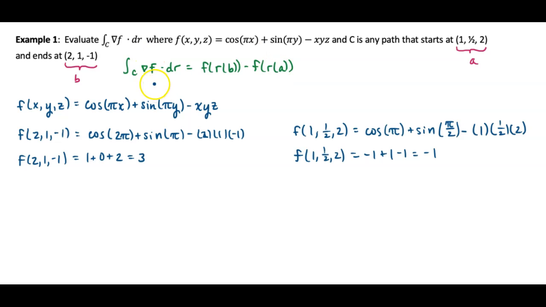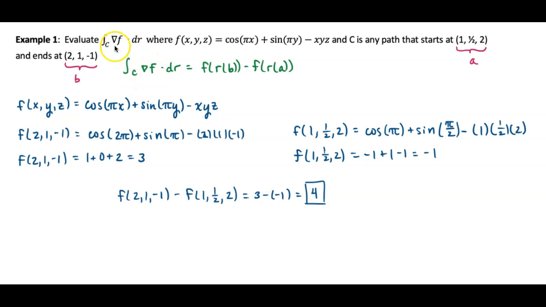So finally, this fundamental theorem of line integrals tells us that we're just taking this function evaluated at the terminal point, subtracting the function evaluated at the initial point, and we get 3 minus -1, which is equal to 4. So this is what we get for that integral.